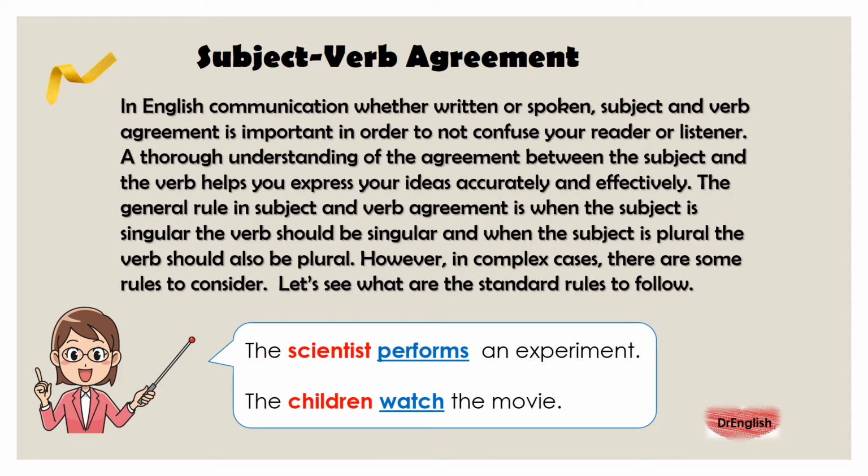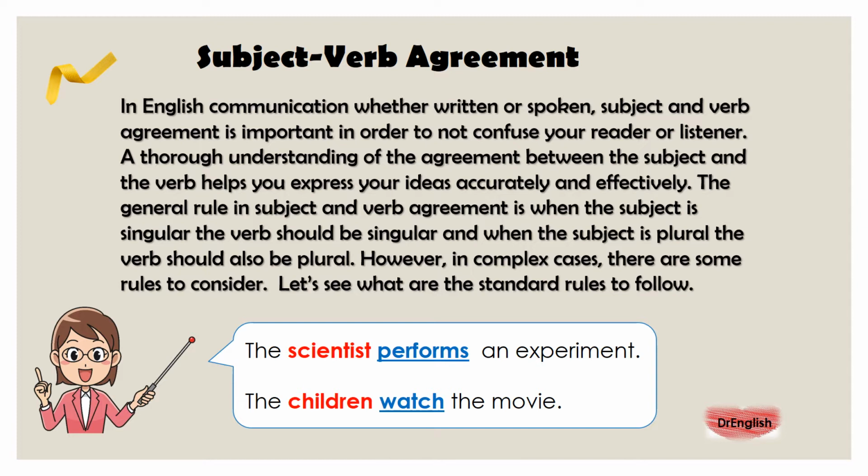For example, the scientist performs an experiment. In this sentence, we have the subject scientist, which is singular. So it takes a singular verb, which is performs. In the second sentence, the children watch the movie. As you can see, the subject is children, which is plural in form. So it takes a plural form of the verb watch.